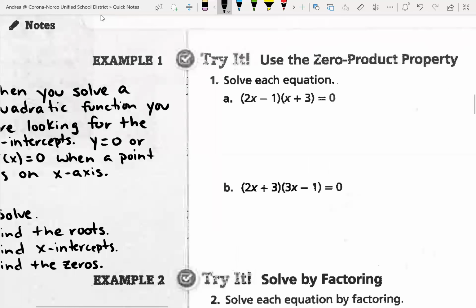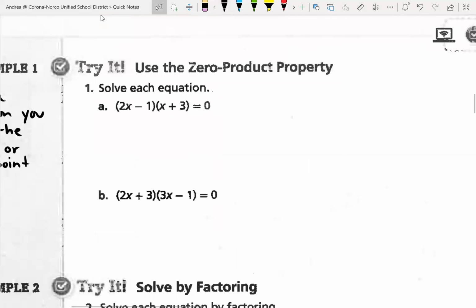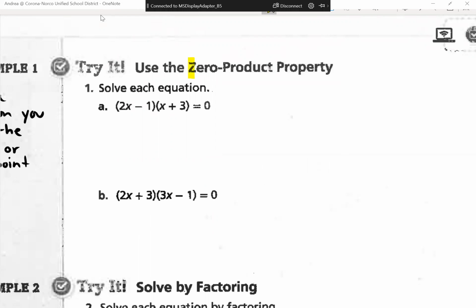So in this, we have solve each equation. It's already factored for us, which is nice. It says to use the zero product property. Do you guys know what product means? What does product mean? Yep. Very good. That's exactly what it is. The definition of product is the answer to a multiplication. It means I'm multiplying. Okay, and when I multiply by 0, what does that mean? My answer is always 0, right? So that's what the zero product property means.